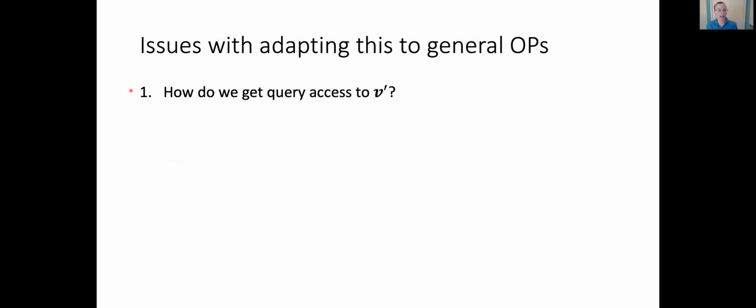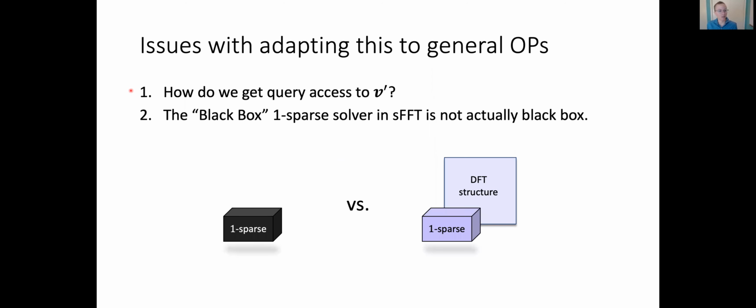How do we get query access to this v prime? The second issue is sort of a more technical issue, which is that the black box sort of one sparse solver in the sparse FFT is not actually black box if you actually go and look at those works. So it's definitely often presented that way, and conceptually it certainly is like a separate black box thing. But in the actual implementations of how these algorithms work, things are sort of all mixed up in a way that really uses the structure of the Fourier transform.